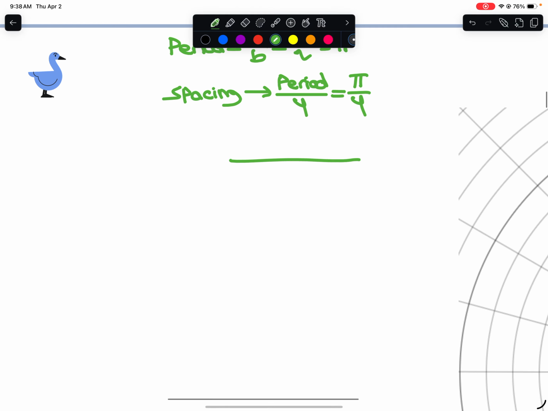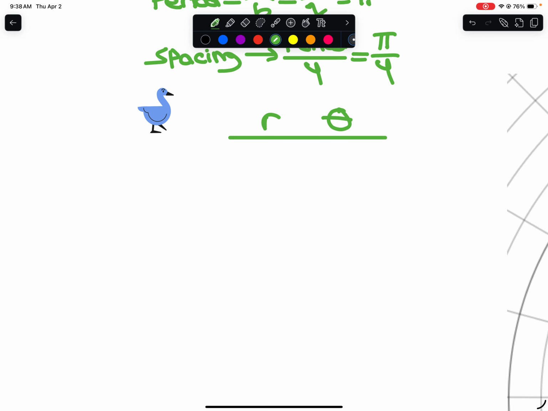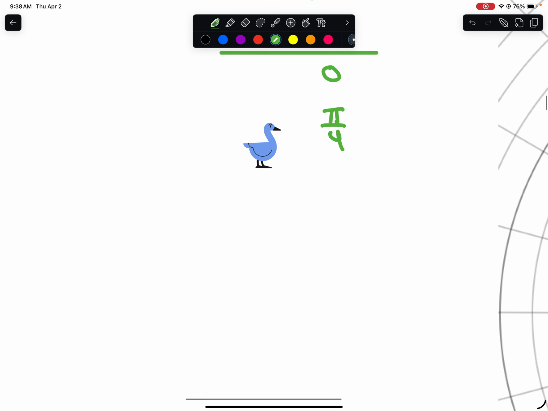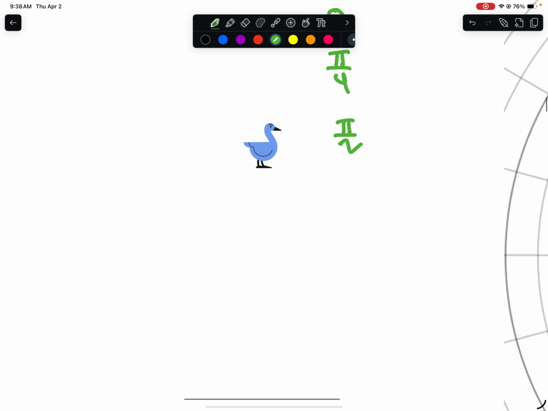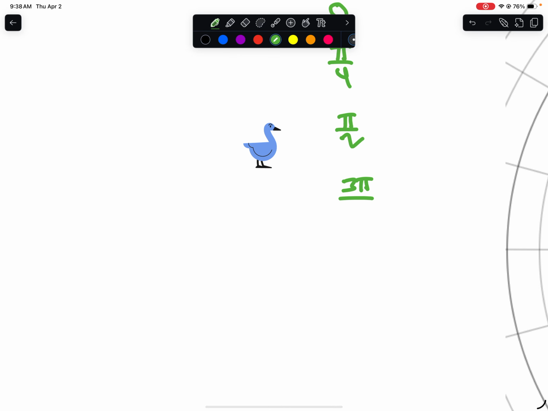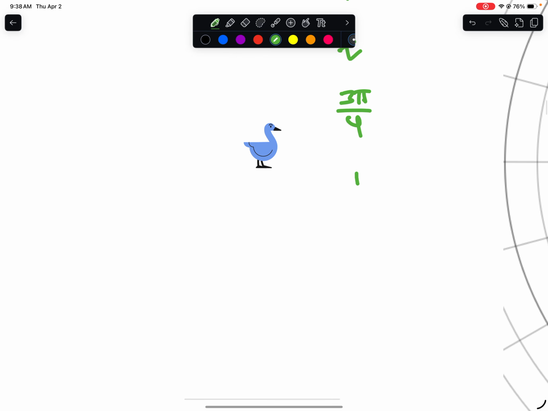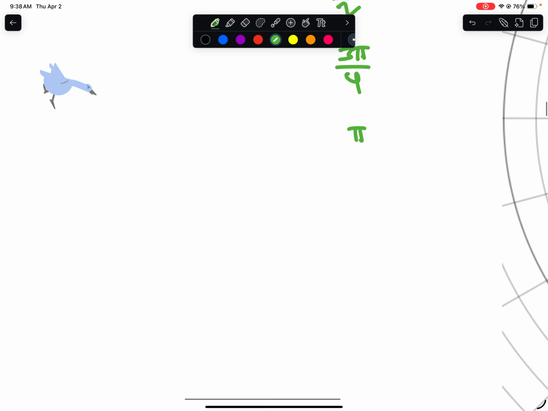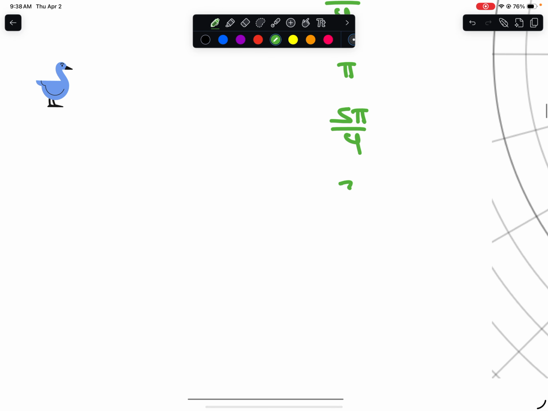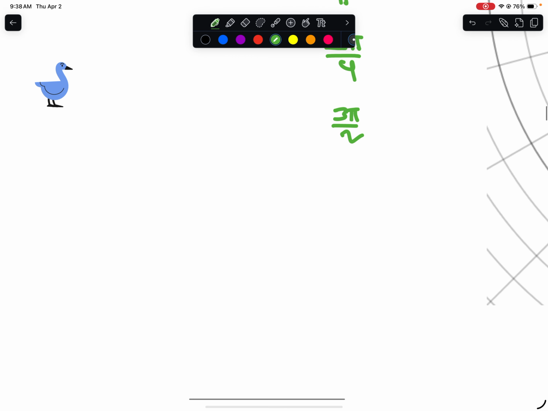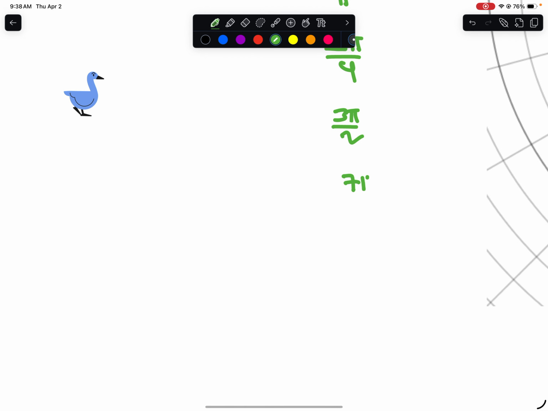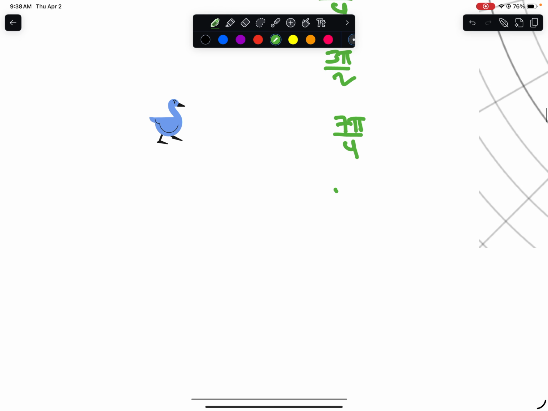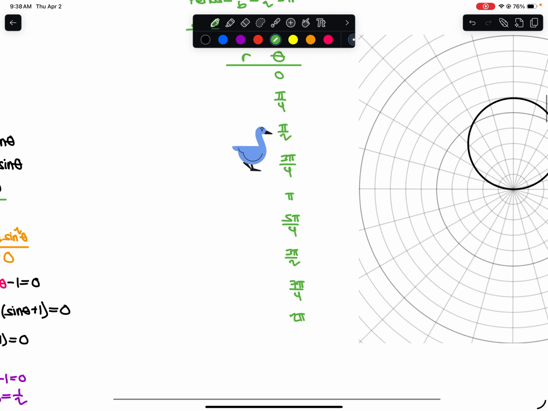So when I make my table over here for the rose, it's going to be some r, theta. My theta values, I'm going to count by pi over 4. So I'm going to start at 0, pi over 4, then 2 pi over 4, which is pi over 2, then 3 pi over 4, and then 4 pi over 4, which is pi. And then I'm going to keep going so you can kind of see a pattern. And then 5 pi over 4, 6 pi over 4, which is 3 pi over 2. And then 7 pi over 4, and 2 pi, which is 8 pi over 4.